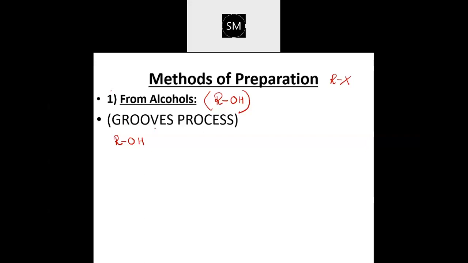Okay. So the first method of preparation is by the Groove's process. You can remember the name of this method also. This method is called the Groove's process. Through alcohol you are going to prepare. So alcohol is made to react with HX. I can take HCl also here. You can make use of HCl, HBr, anything you can take. So alcohol is made to react with HX in the presence of anhydrous zinc chloride, anhydrous ZnCl2.